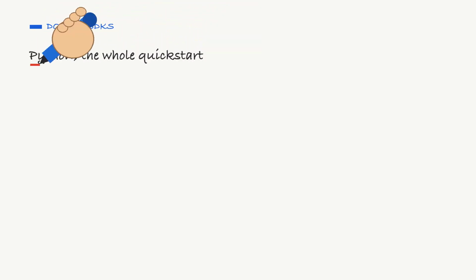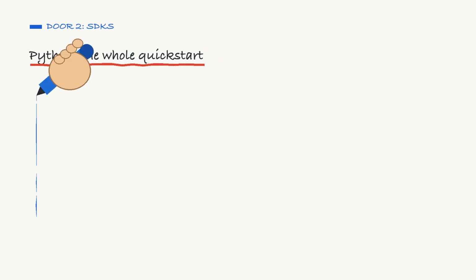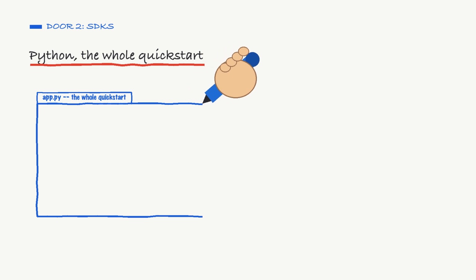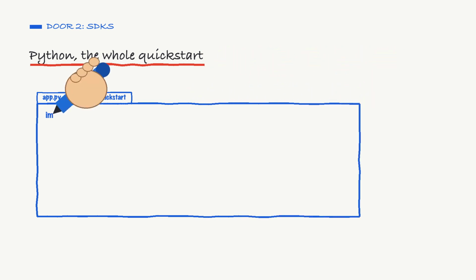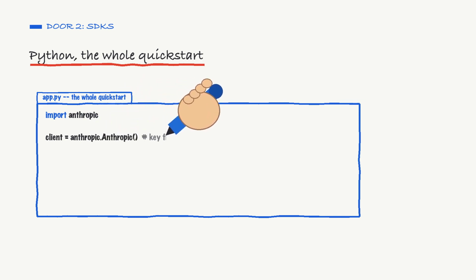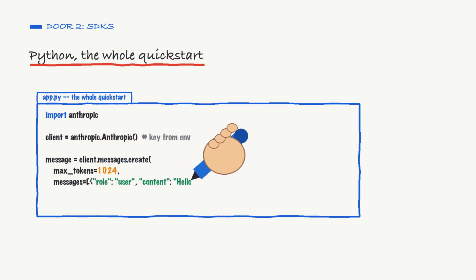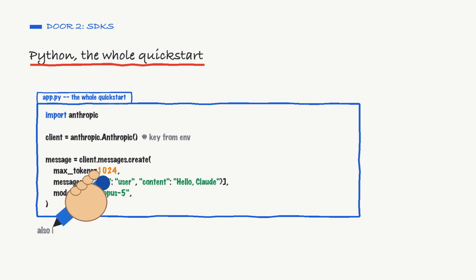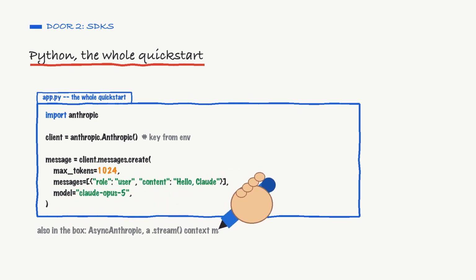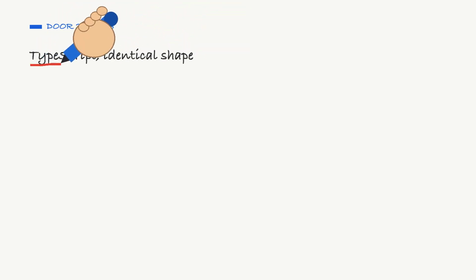Here's the entire Python quick start, and I mean entire. Pip install Anthropic. Import it. Create a client, no arguments. It reads your API key from the environment. Then client.messages.create, max tokens, a messages list with one user message, hello Claude, and the model, here Claude Opus 5, exactly as in the official docs. That's a complete working call. One tip from the docs: model IDs evolve, so check the current one with Ant models list before you copy examples.